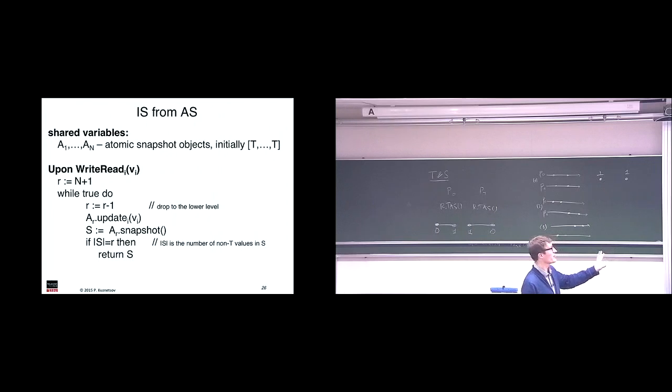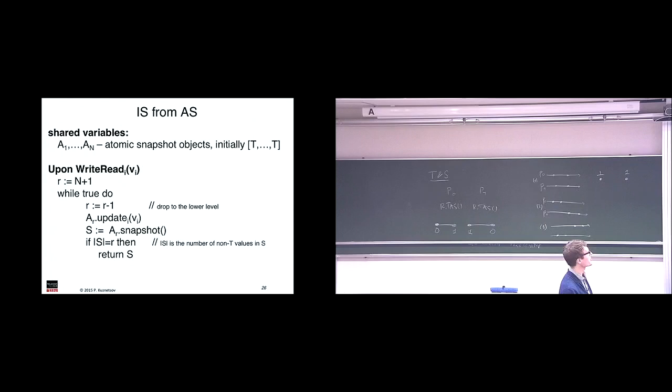The algorithm is very simple. Actually, it has a very nice recursive structure. I didn't write it in the recursive way, but you could. You start with the algorithm for a large system, and then recursively you invoke an algorithm for a smaller and smaller system until some condition holds, and then you are ready to produce a result. So this is how to get immediate snapshot from atomic snapshot.